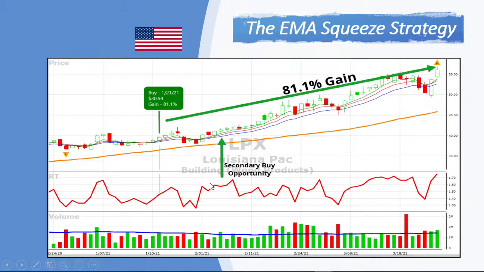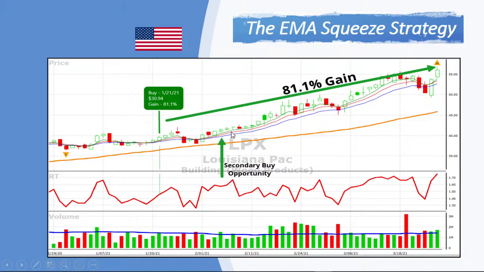Louisiana Pacific, LPX. This was a beast of a stock last year. I haven't really looked at it in a while, but I know it struggled quite a bit. Lumber prices were through the roof last year, but they've fallen quite a bit, and this stock has struggled for sure. But here is the squeeze of the moving averages. The bands begin to separate, January 21st of this year. 81% gain after we enter. You may have considered selling here, but the 5-day EMA never closed below both the 8 and the 13.